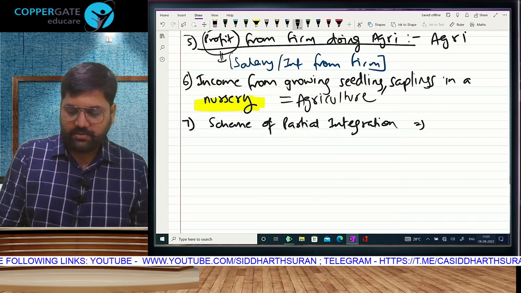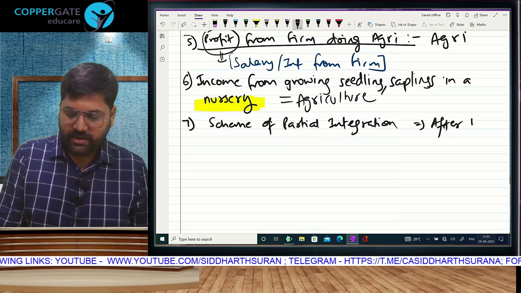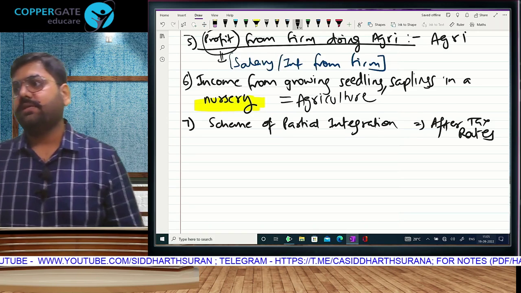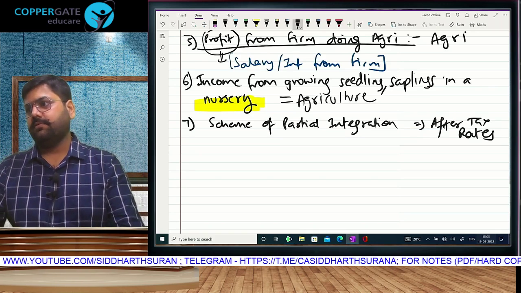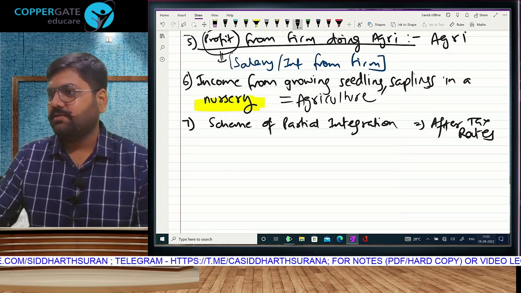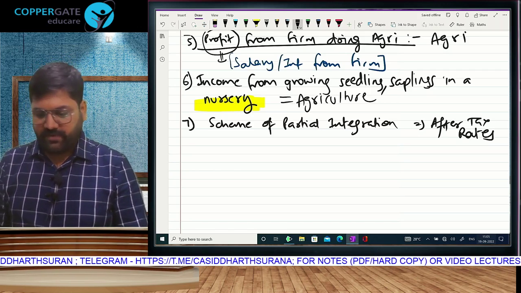This I will be teaching you after I complete tax rates. It's a part of agriculture, but this you can understand only after tax rates are taught to you, not prior. Before that you will not understand. Yeah, roughly, if I may try.